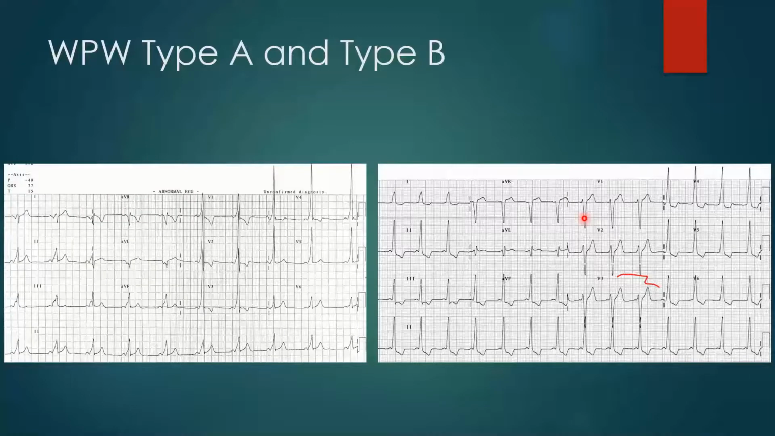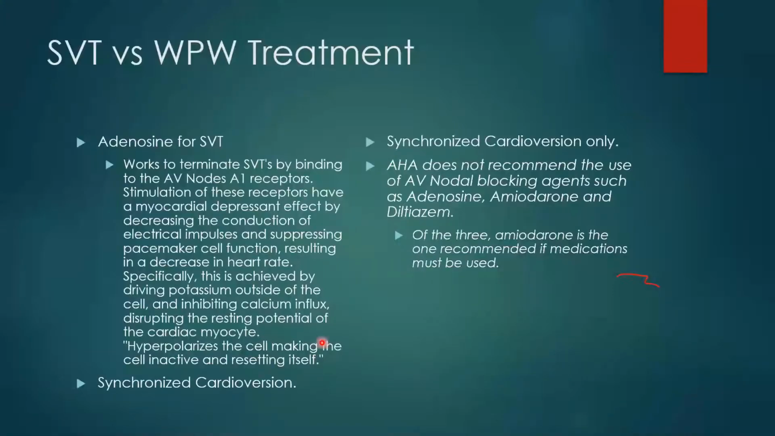I thought I had it here, but I don't. So yeah, the danger with WPW is the pre-excitation. When we're talking treatments for WPW, it's cardioversion only. If someone has WPW and they're having a tachycardic rate, like an SVT, cardioversion is really the only treatment. The AHA doesn't recommend the use of AV nodal blocking agents such as adenosine, amiodarone, and diltiazem, which are our 3 go-to meds for this kind of stuff.